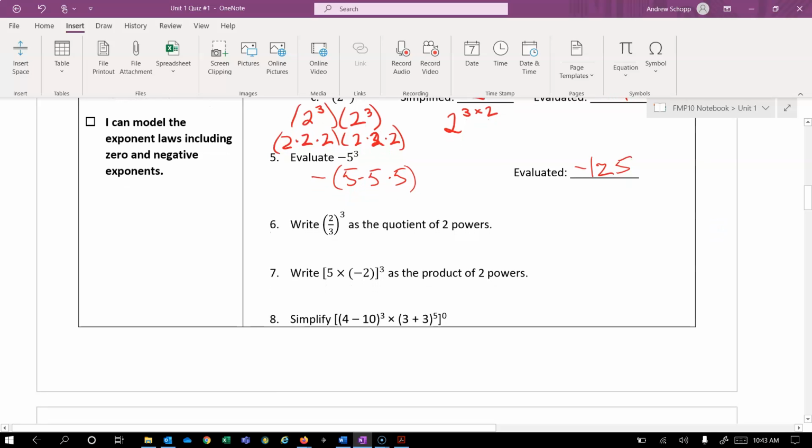Write 2 over 3 to the power of 3 as the quotient of 2 powers. So what we really want to do is cube the top and cube the bottom. 2 to the power of 3 over 3 to the power of 3. And now we've written this as the quotient, division, of 2 powers. For number 7, very similar except we're looking at the product. So I want you to show me that we would cube 5 and cube the negative 2.